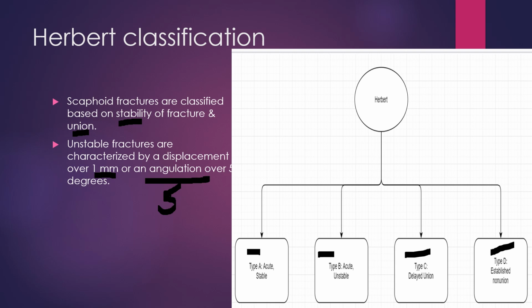In type A, it is a stable fracture and acute type. Acute means a fresh injury. Type B is an acute fracture with unstable type. Unstable means there will be more than 1 millimeter of displacement at the fracture site. Type C is delayed union. So it's not a fresh fracture, but an old fracture which is not uniting in the given time frame. In type D, there will be established non-union. It will be an old fracture and there will be no union even after 6 to 9 months. So type A, B, C, and D are based on stability and union.